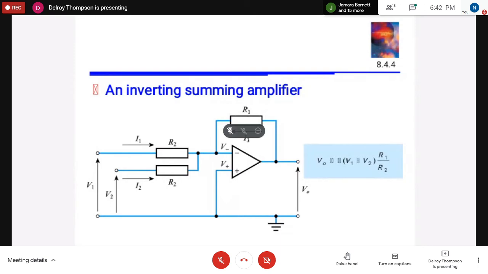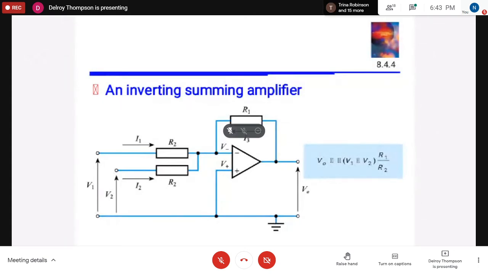So we're saying that IT, which equals I1 plus I2, is really going to be equal to V1 over R1 plus V2 over R2. That now is going to be equal to minus VO over RF. Yes. So that's what we have.